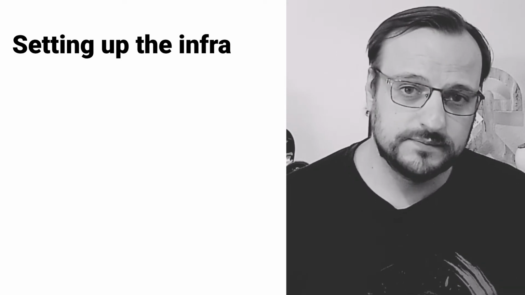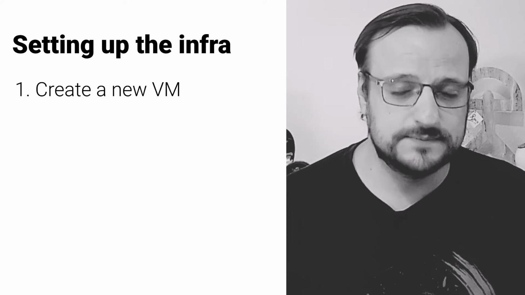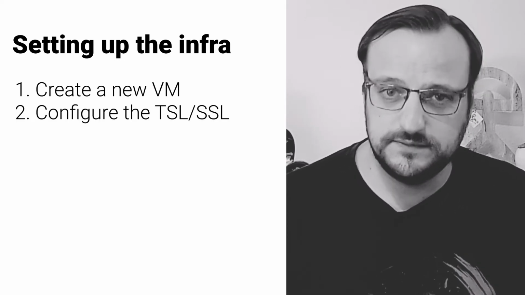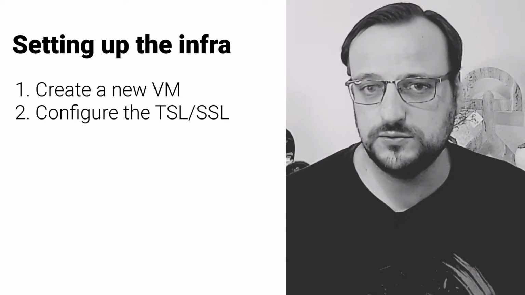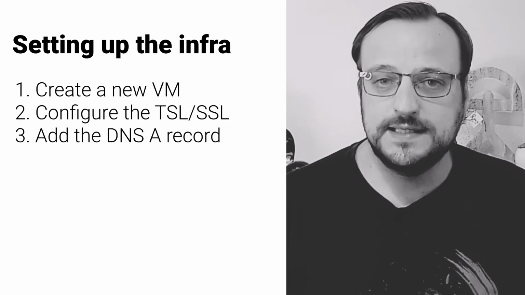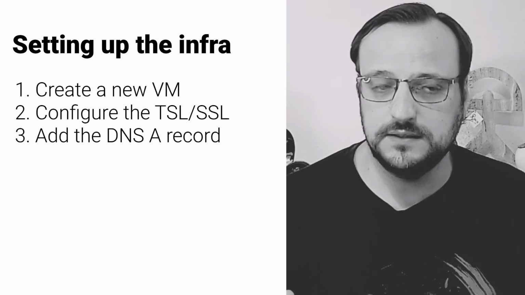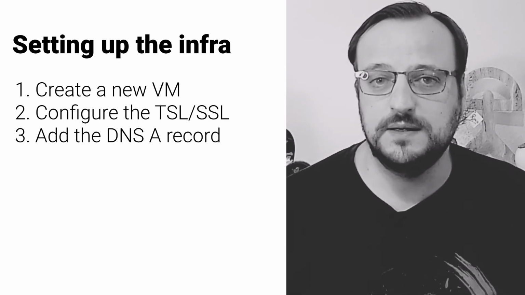So remember, you first have to set up the infra and then install OpenReplay. For setting up the infra, you first have to create the virtual machine. Remember the minimum viable specs. Then you have to set up the TLS or SSL certificate. In this video, I used a self-signed certificate, but for production, you're going to have to use a valid one. And then you're going to have to create the DNS A record within the DNS zone that we created to point to the public IP of the instance.